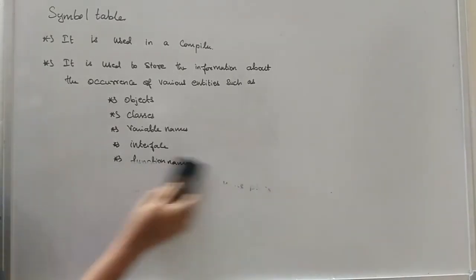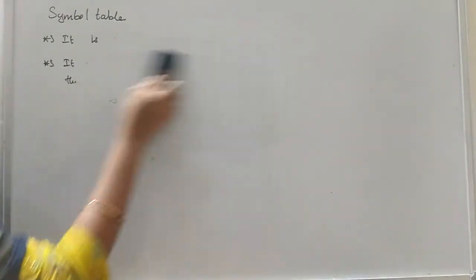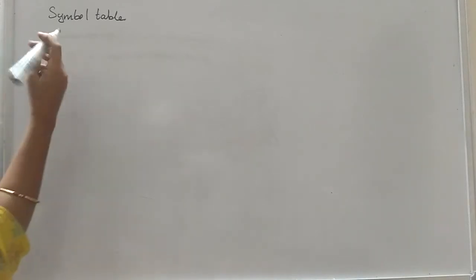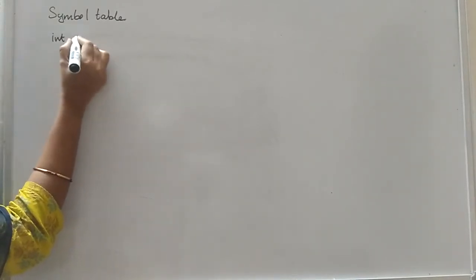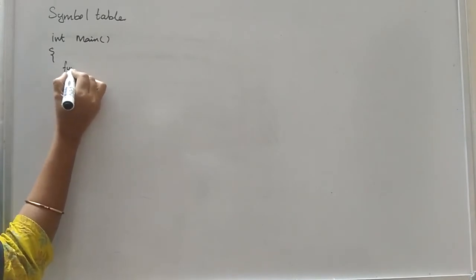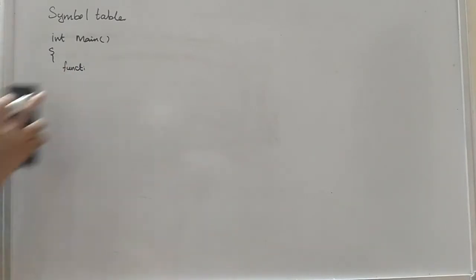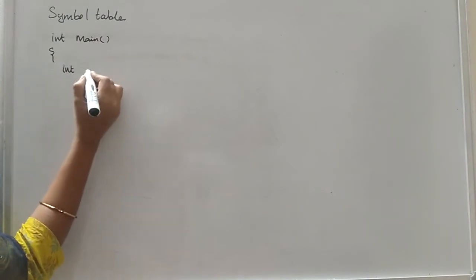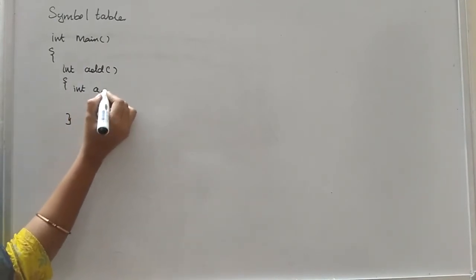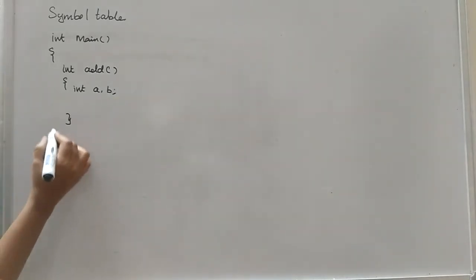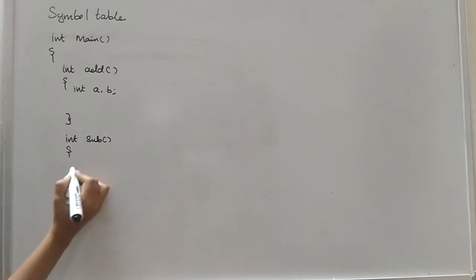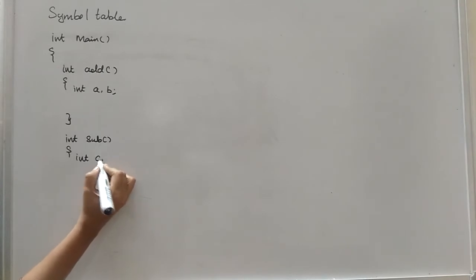Let's see how the symbol table can be implemented in the compiler. At first, I am going to write one small module. For example, I am writing here int main. Within this, I am going to define one function. For the function, I am writing the return type as int add. Within this function, I am going to have two variables, int a, b. And I am going to have one more function, int sub. Within this function, I am going to have int c and d.